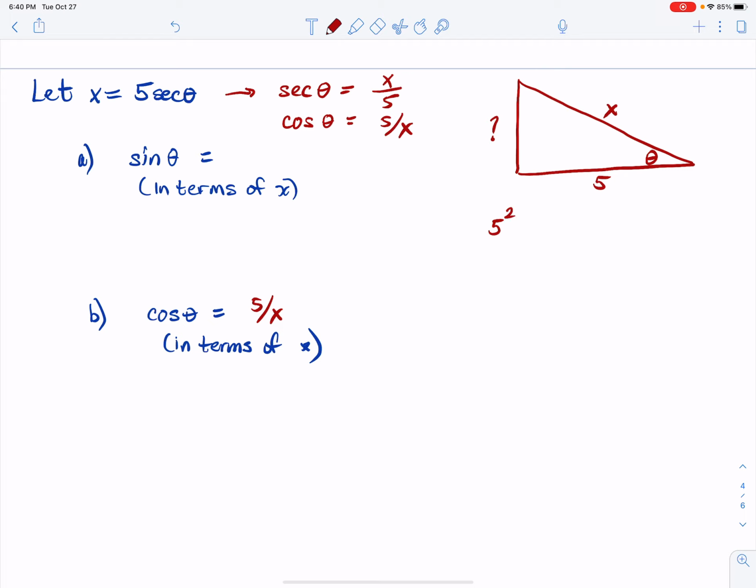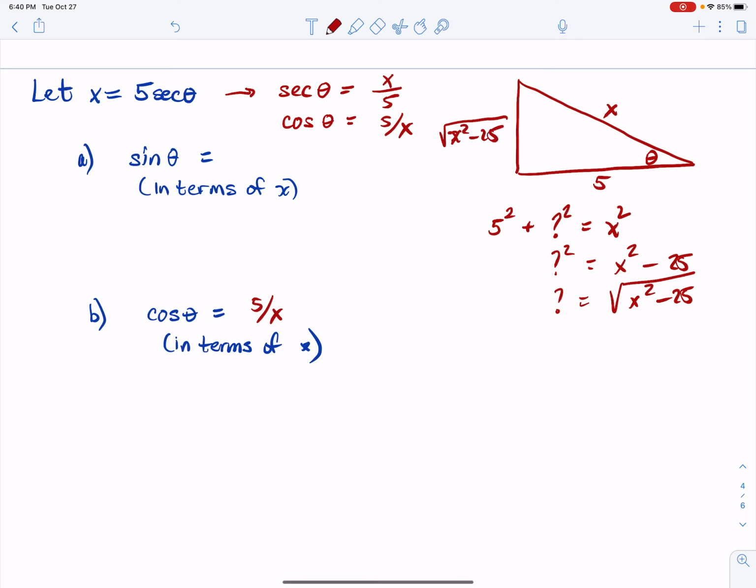So I have 5 squared plus I have no idea squared equals x squared. And that means question mark squared is x squared minus 25. And I think we see it right now. The unknown side is the square root of x squared minus 25. So I'm just going to erase that and put the square root in its place. And that means that sine of theta is root x squared minus 25 over x.